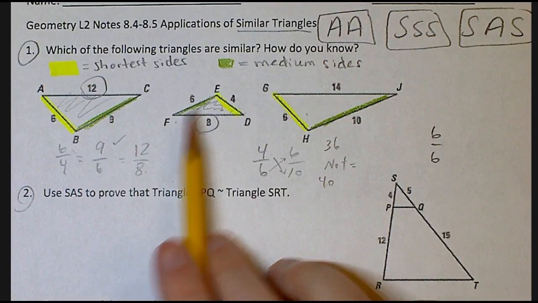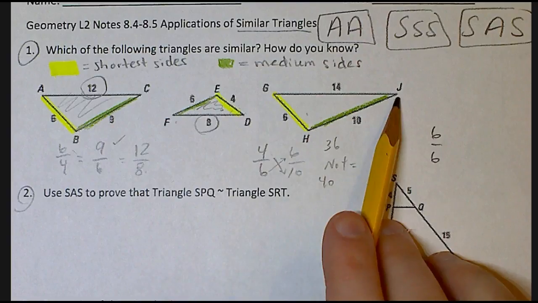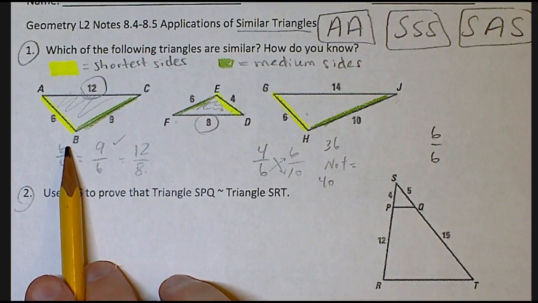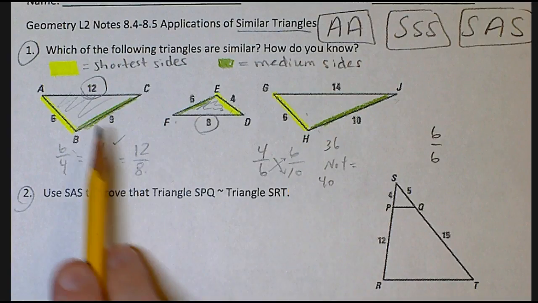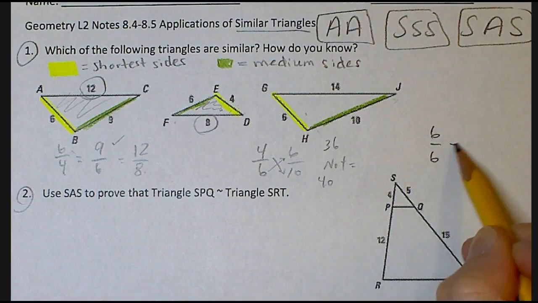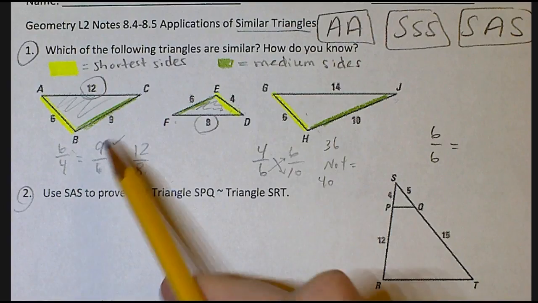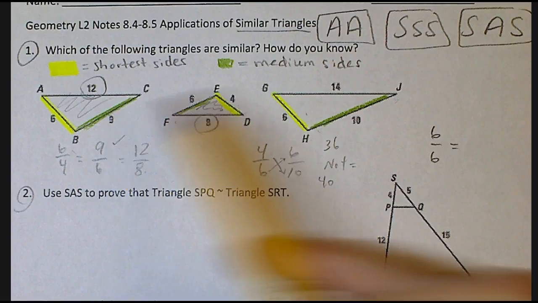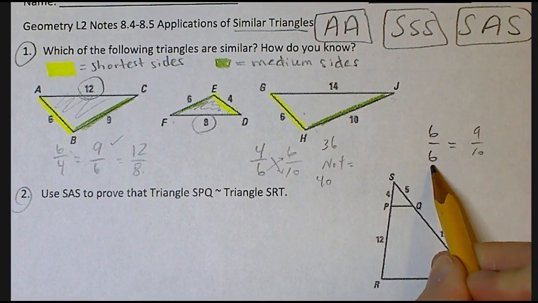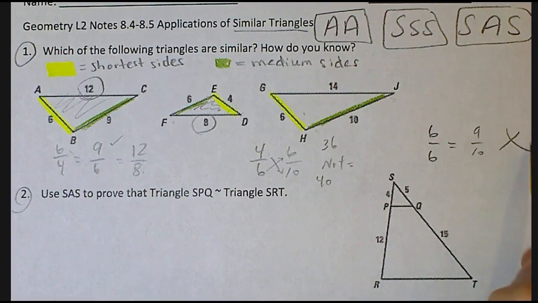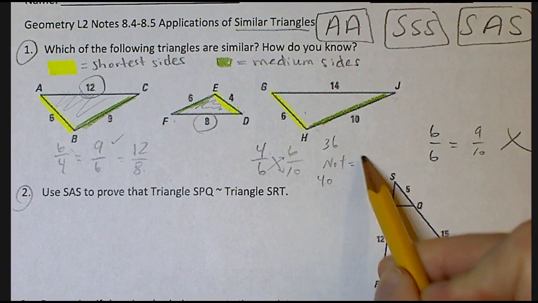Well, if triangle DEF is not similar to GHJ, but it is similar to ABC, now I know that these 2 triangles can't be similar either. And you can always test it, if you can't tell at this point, by comparing your medium sides. So 9 compared to 10 is not going to be the same ratio as 6 to 6. So not similar, not similar.